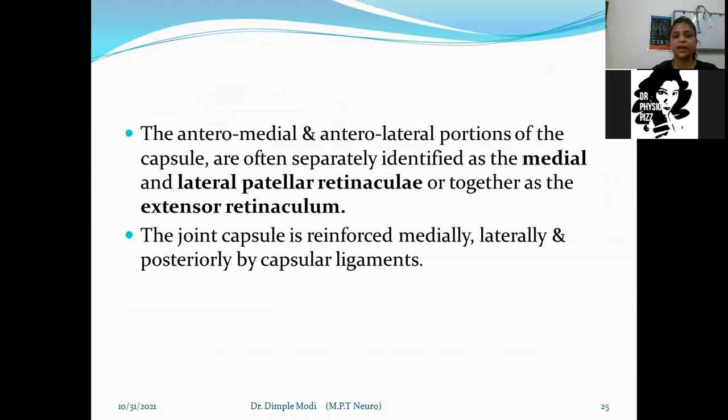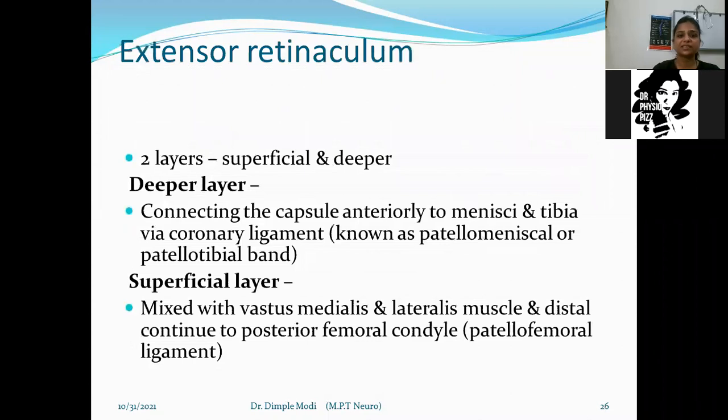The anterior, anteromedial and anterolateral portions of the capsule are separately identified as the medial and lateral patellar retinaculum, or together called the extensor retinaculum. The joint capsule is reinforced medially, laterally, and posteriorly by the capsular ligaments. The extensor retinaculum has two layers, the deep layer and the superficial layer. The deep layer connects the capsule anteriorly to the menisci and tibia by the coronary ligament, and the superficial layer is mixed with the vastus medialis and lateralis muscles, and distally continues to the posterior femoral condyle.